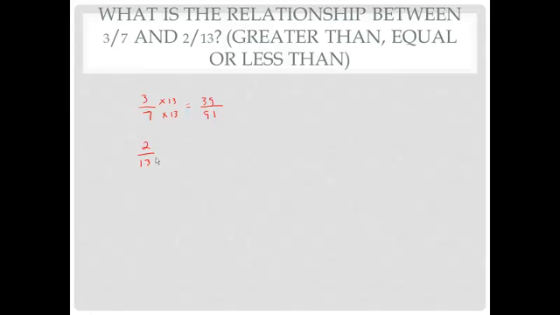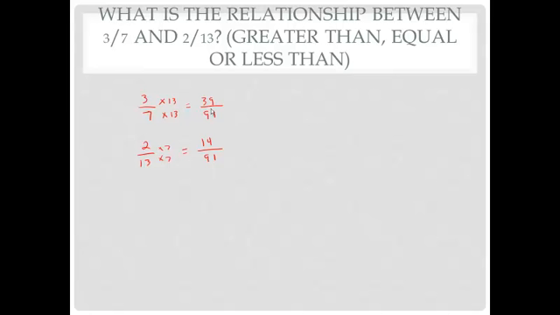And then I can multiply the 13 by the other denominator up here, which is 7. Two times 7 is 14. 13 times 7 is 91. Now that our denominators are in equal parts, all I have to do is compare the numerators to determine which one of those fractions was larger, or what the relationship was.